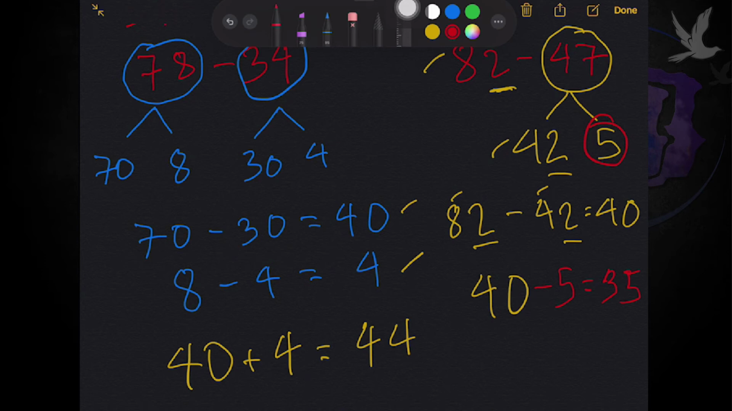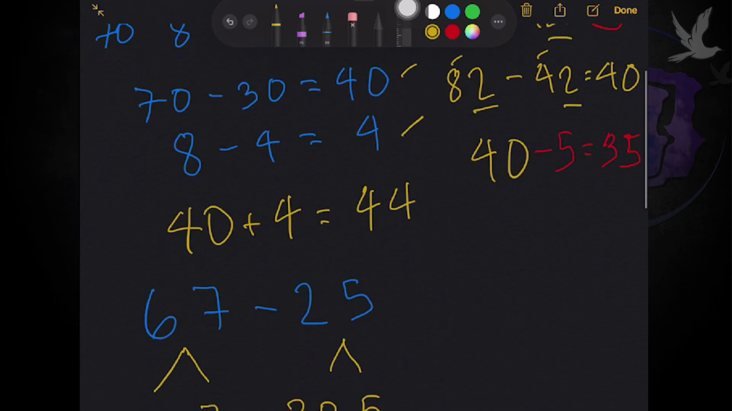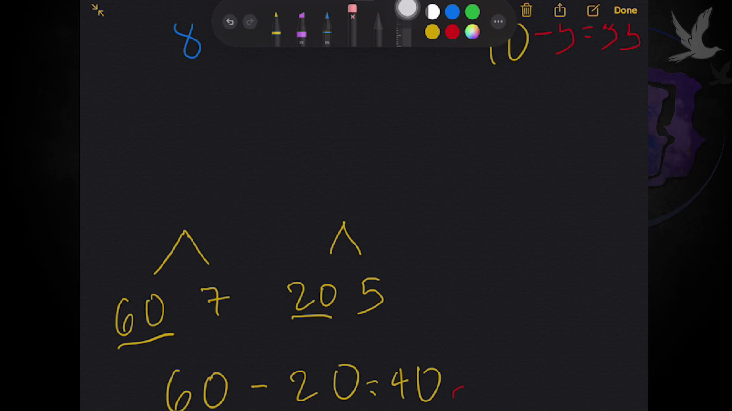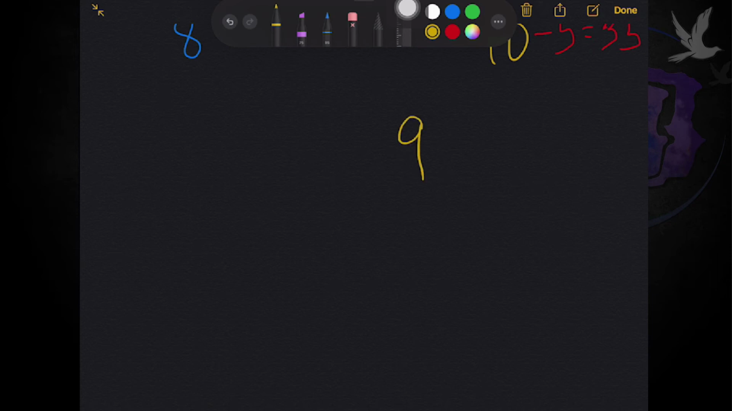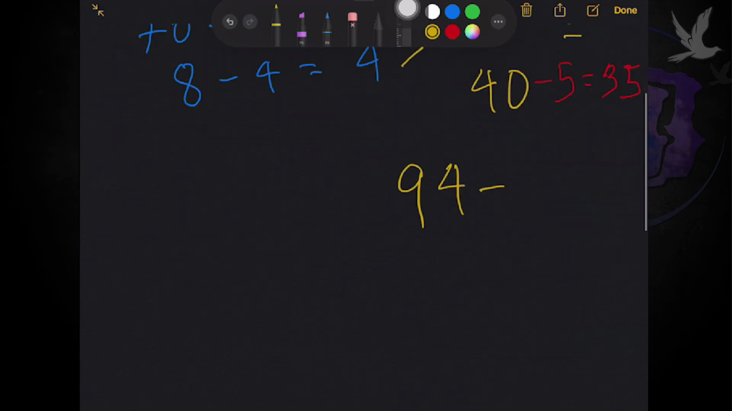So, ganun lang kadali. Okay? Let's try another example para mas maintindihan natin. Let's erase na lang natin to para hindi kayo maguluhan, kasi na-overwrite ko pala kanina. Nalagpas sa boundary, kumbaga. Okay. So, for example, let's say 94 minus 59.